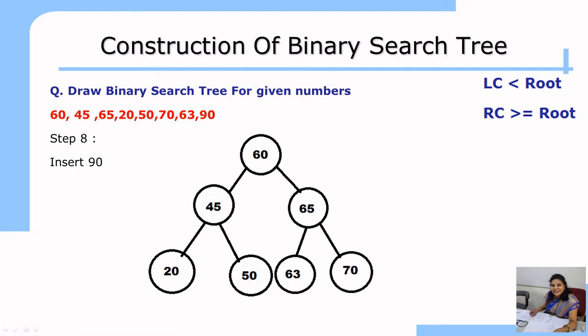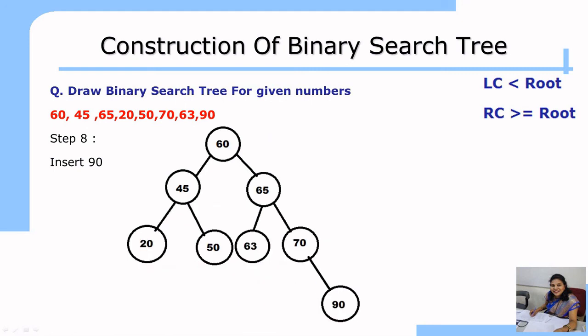Next, the last step, step 8, is to insert 90. Again start comparing 90, the node to be inserted, with the root value. So 90 is greater than 60, so go to the right side. You will find 65. Again compare. 90 is greater than 65, so you go to the right side. Again you find one node, that is 70. Again compare. 90 is greater than 70, that's why it will come on the right side of 70. So 90 will be the right child of 70, like this.